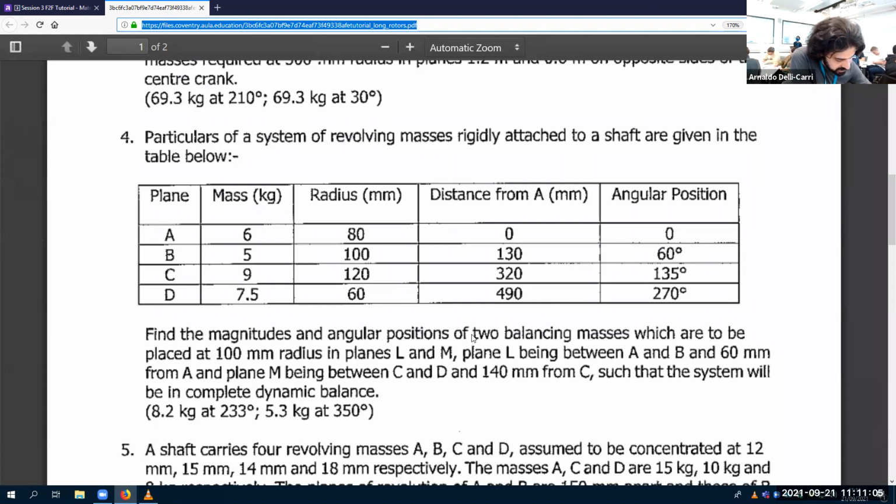So plane, this is the identification that I gave you last time. This here is called plane. So in plane A, the mass, which is in kilograms, always use units. The radius, which is in millimeters, and then we have MR, which is in kilogram millimeters. And then we have distance from A, so L. This is also millimeters.